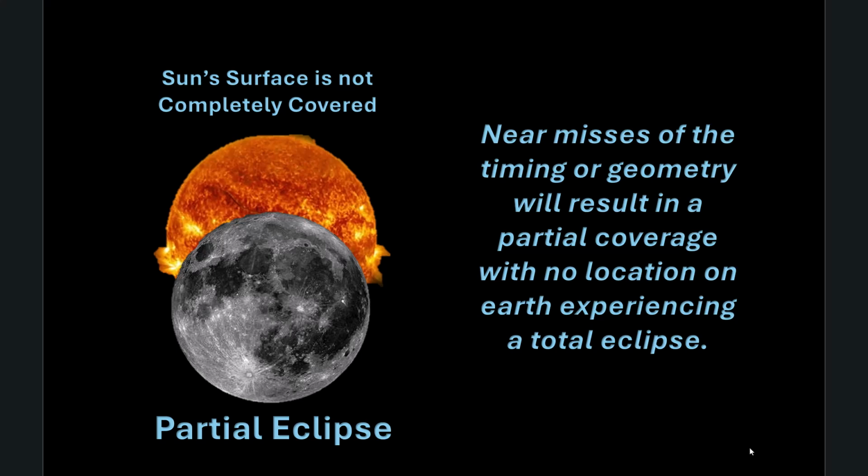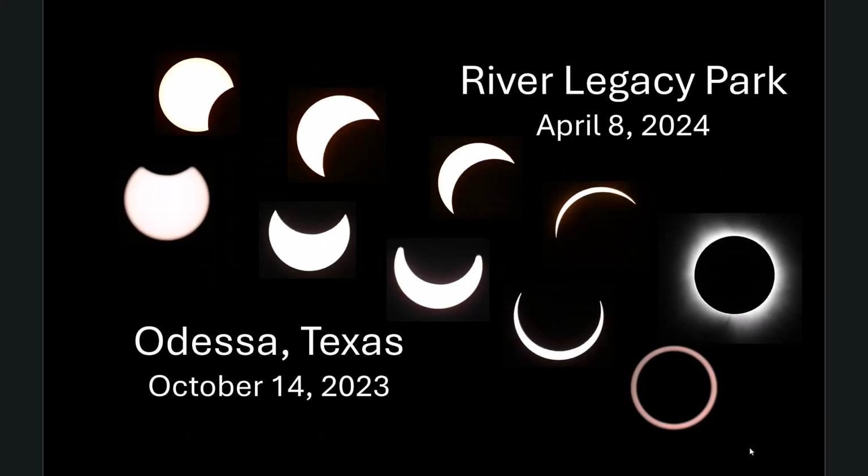So these are two sequences of photographs. The top one was taken by me on April the 8th, 2024. It shows the moon beginning the eclipse in the upper left, and you can see the moon covering more and more of the sun, eventually resulting in a totality view where you can actually view, prominently in that photograph, the sun's corona.